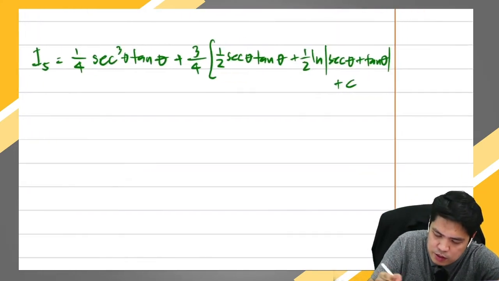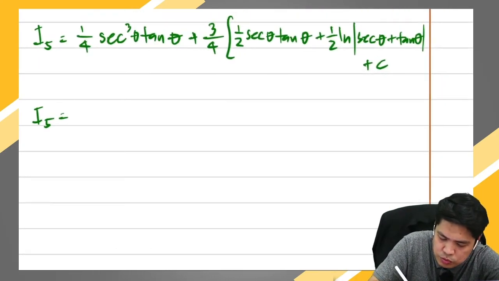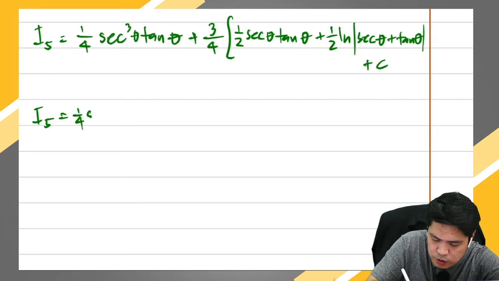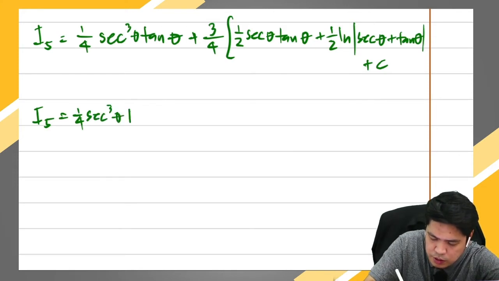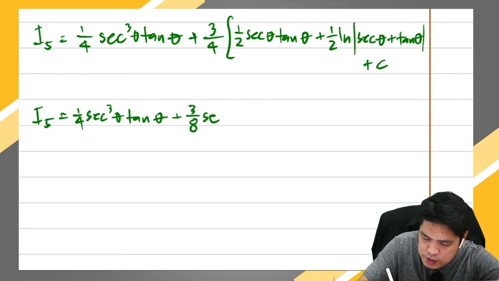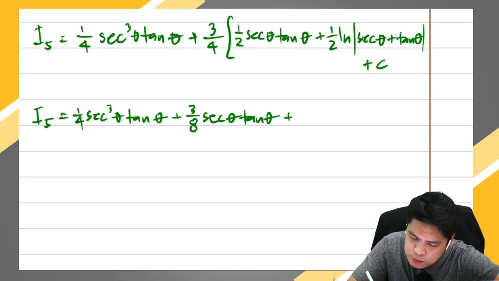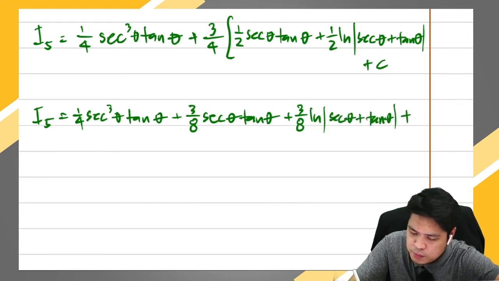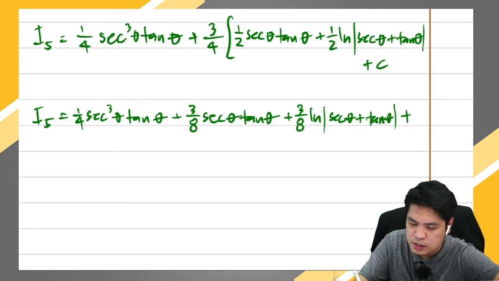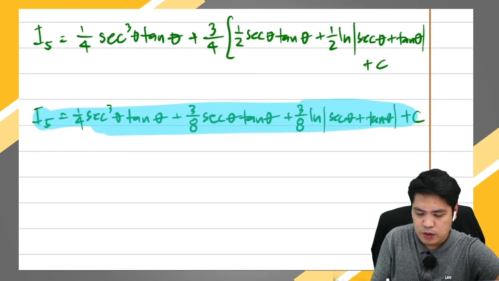Then therefore I sub 5 is equal to 1/4 secant cube theta tangent theta plus 3 over 8 secant theta tangent theta plus 3 over 8 ln secant theta plus tangent theta plus 3 over 4 c, or that is still c. And that is our answer. Very easy.